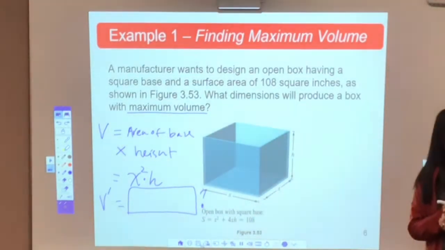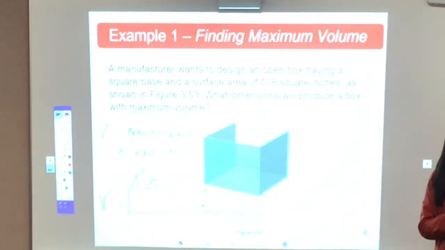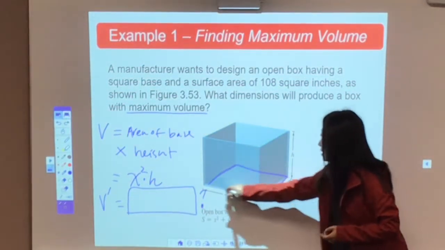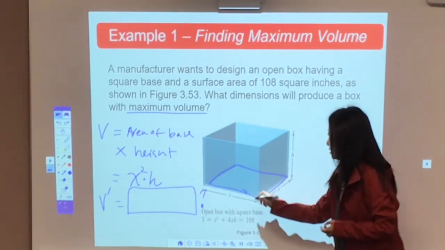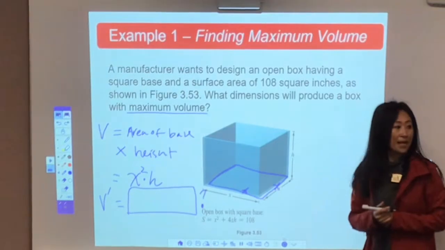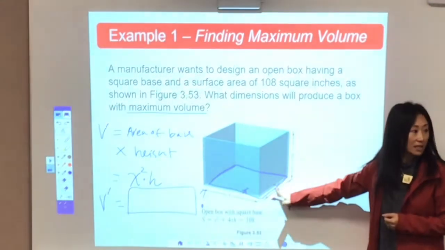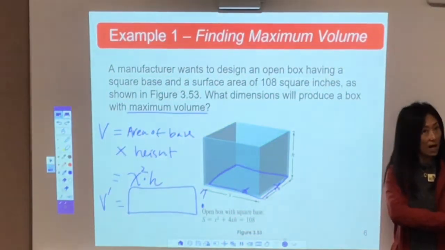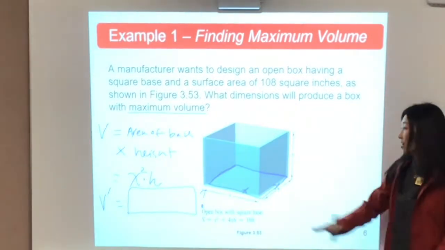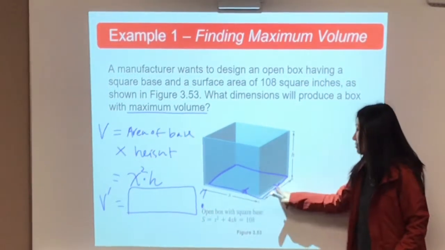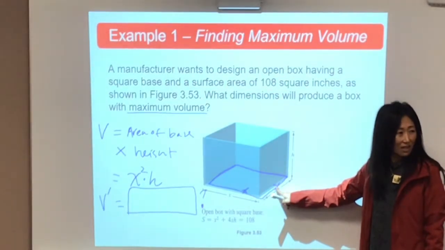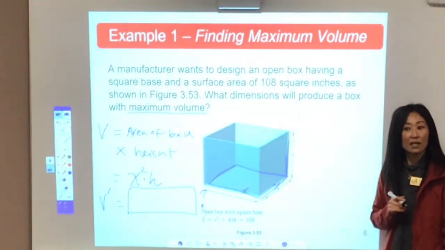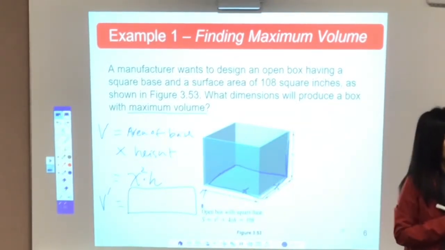Okay, now let's see. What do we know? This base right here, this is x, and that's x. So the base is x times x. That's a rectangle, so width times height. X times x gives you x squared. Does everybody see that? That's your base. And this right here is your height. Are you following me, class?